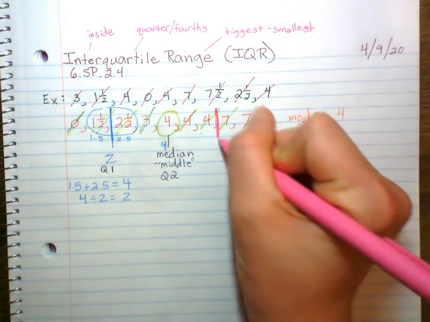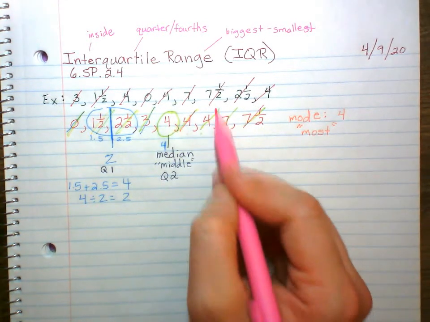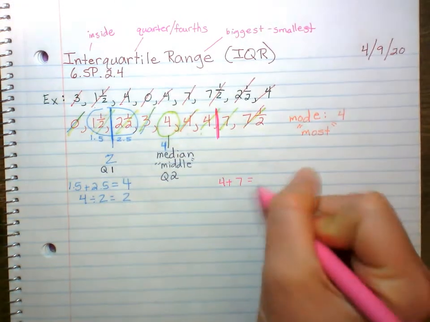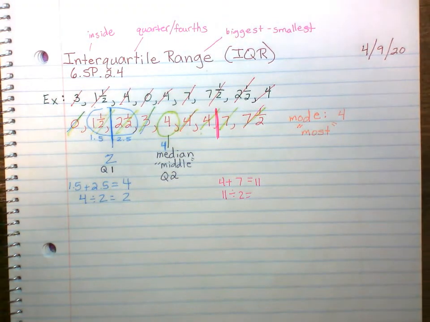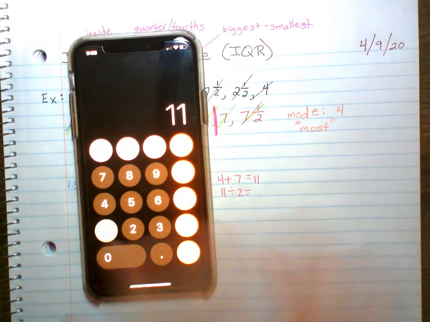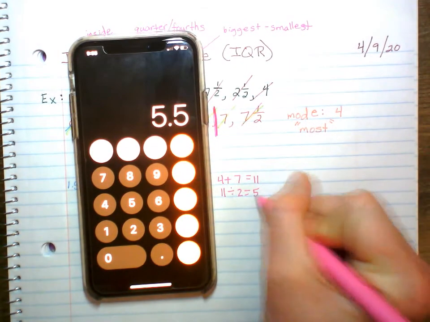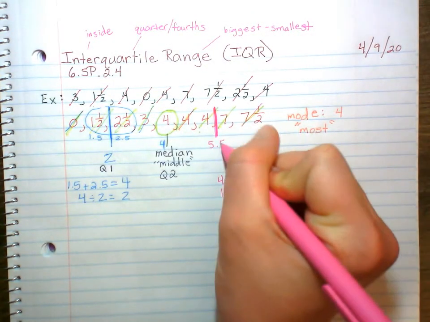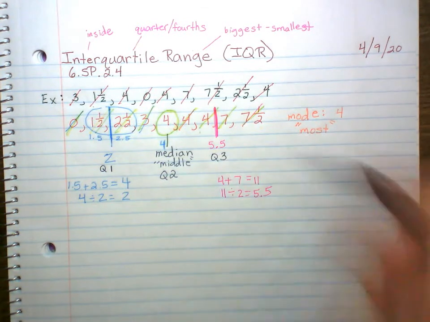You might know it, you might not. If you don't, you add the two numbers up right next to what's in the middle. So 4 plus 7. 4 plus 7 is 11. And then you do 11 divided by 2. 11 divided by 2, 5.5. So that means 5.5 is directly between 4 and 7. That's the third quarter in, so that is quartile 3.